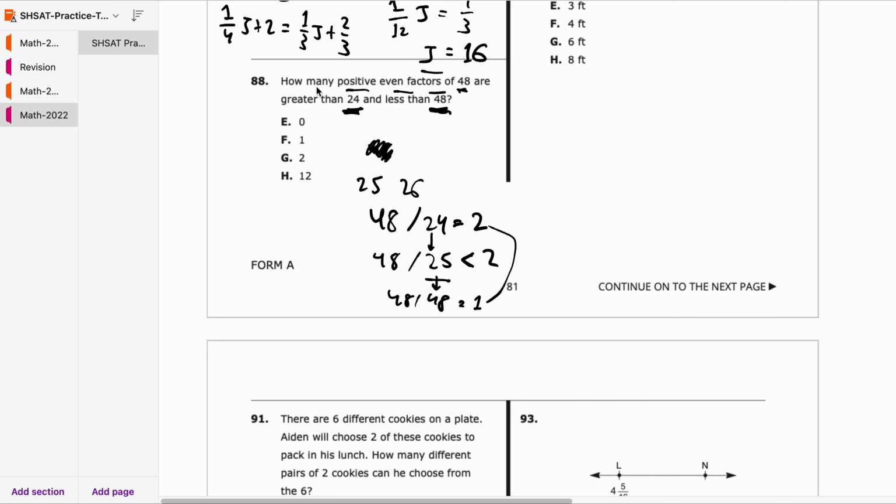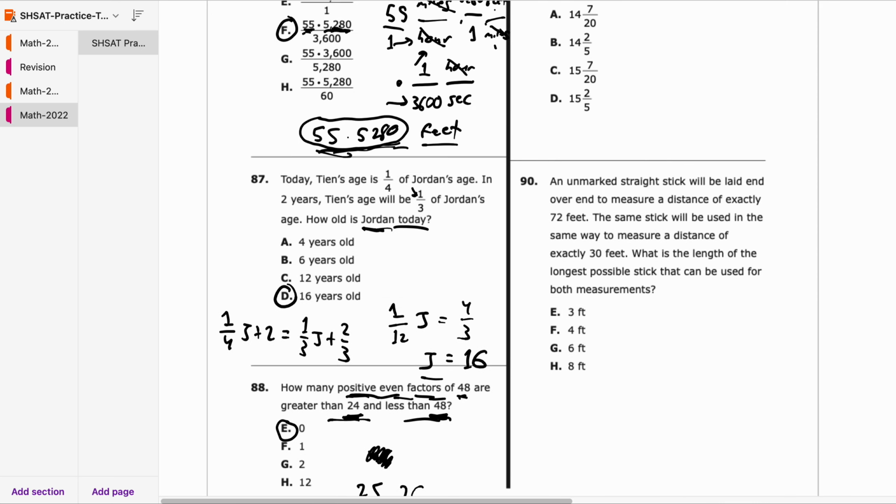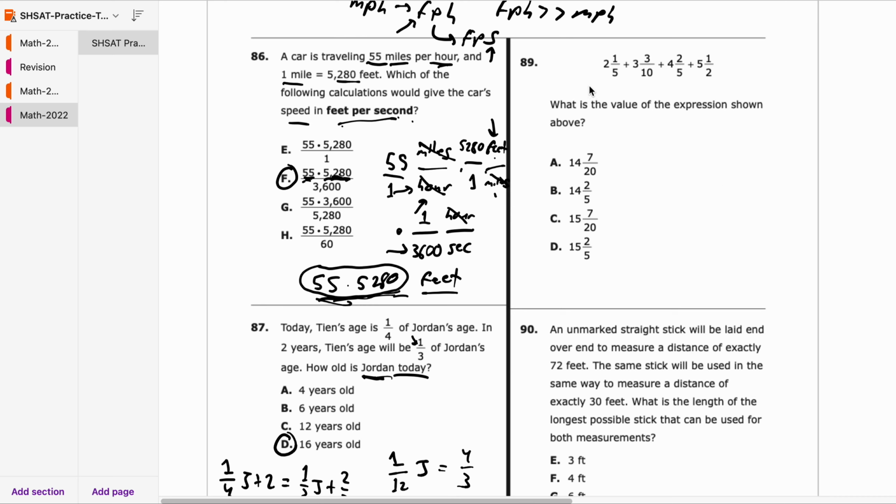But anything in between is not going to be a factor. And so if we want to know how many factors of 48, forget even positive even, are greater than 24 and less than 48, it's going to be 0. So sort of a trick question.